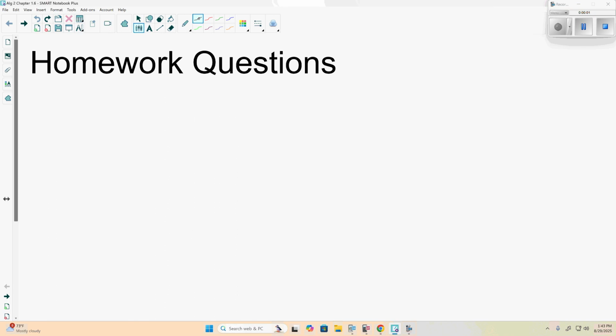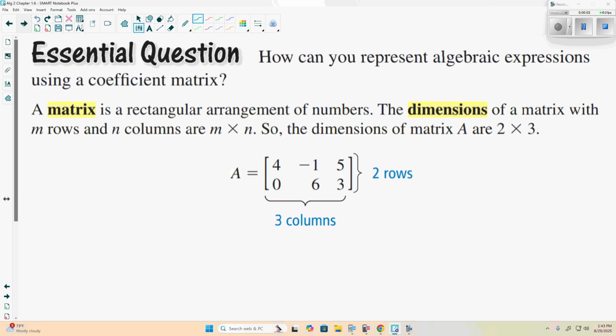All right, guys, so we're going to go on and get started with the notes today. What we're talking about today are matrices, specifically augmented matrices. Now, a matrix itself is a rectangular arrangement of numbers. Each number in a matrix is called an element. It's an element of that matrix.